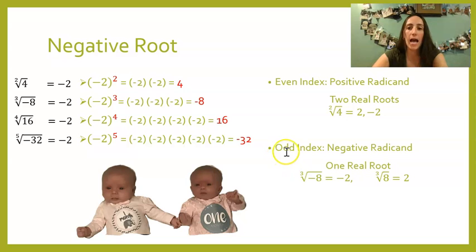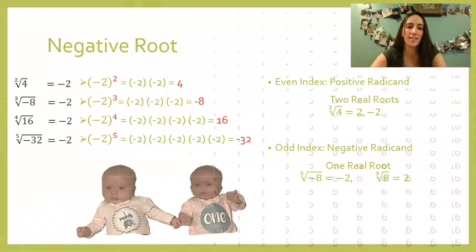When we have an odd index, so when we're working with a cubed root or a fifth root or even a seventh root and so on, then we have to have a negative radicand in order for us to get a negative root answer. So we have to have a negative number inside our radical symbol. And we're only going to have one real root for our answer. So here we can see that the cubed root of negative 8 is negative 2, but the cubed root of positive 8 is going to give us positive 2. Unlike this example here, we cannot have a negative 4 underneath the radical when we're working with a square root. That does not work. Thank you, Brooke and Sophia.